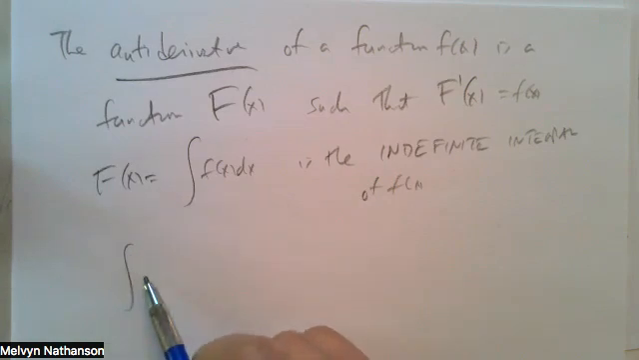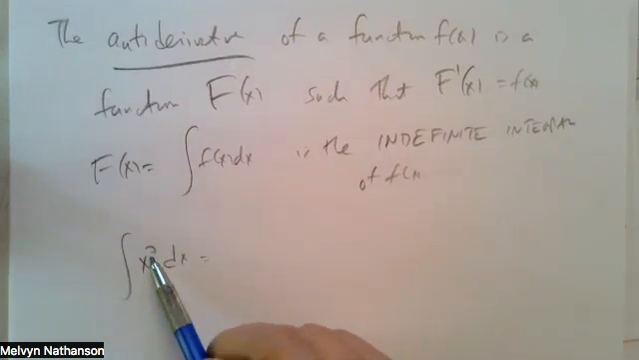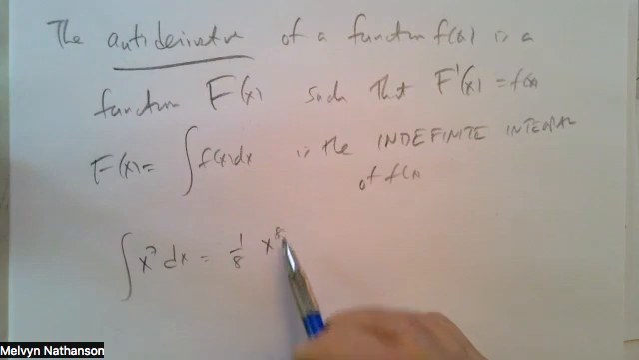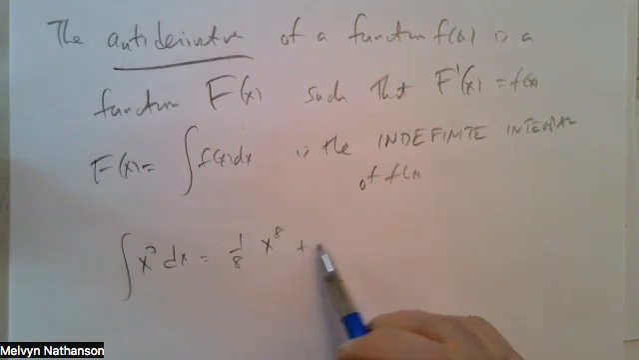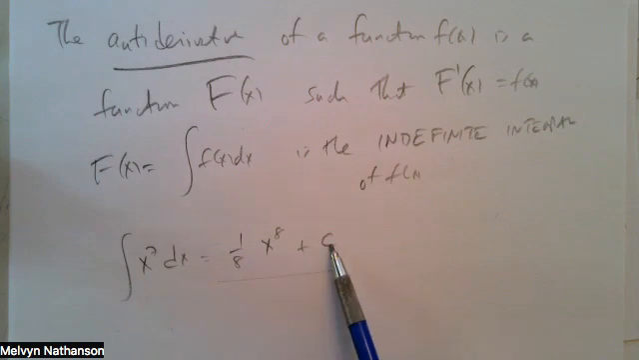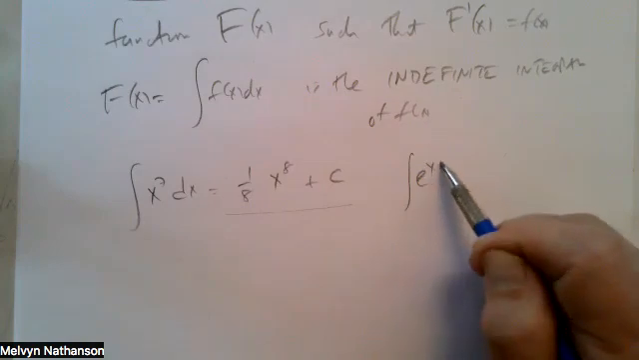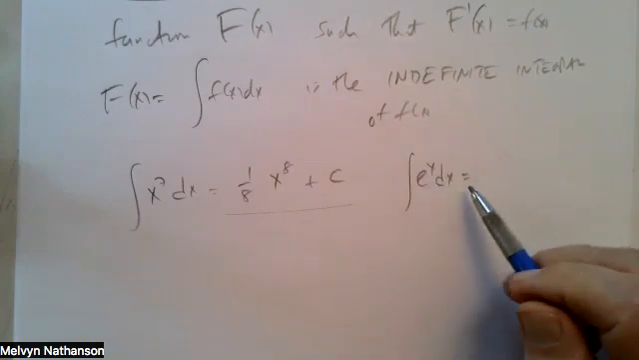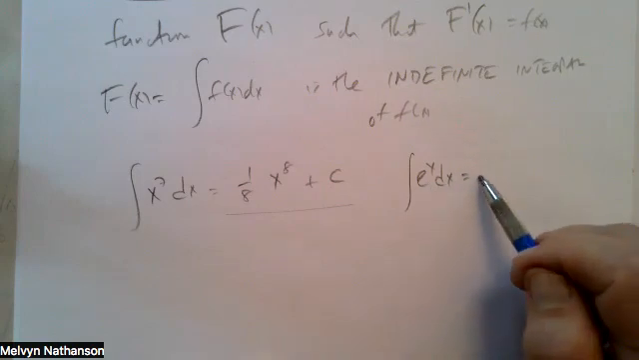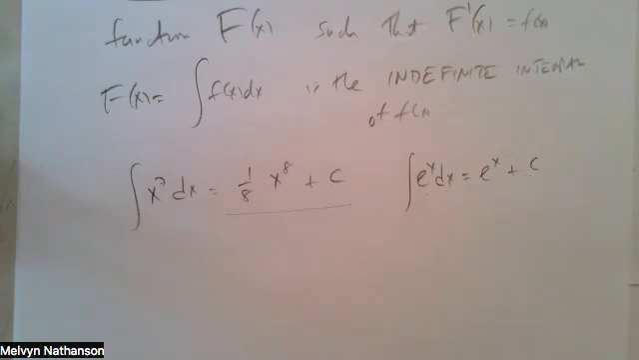So if we want the antiderivative of x to the 7th dx, what's a function whose derivative is x to the 7th? Well, 1/8 x to the 8th. But it's not unique. If we added any constant, if you differentiate this, you get x to the 7th, and the derivative of the constant is 0. Or the integral of e to the x dx. E to the x is kind of a magical function. Its derivative is equal to itself, so its antiderivative is itself. So the integral of e to the x is e to the x plus any constant.